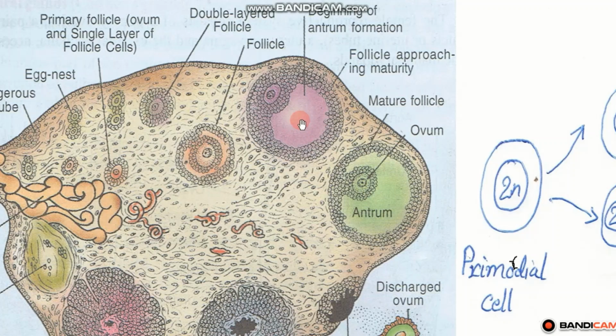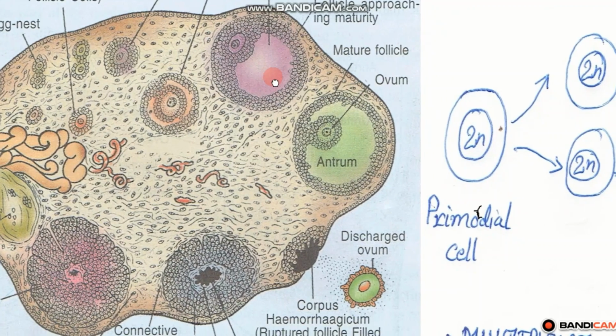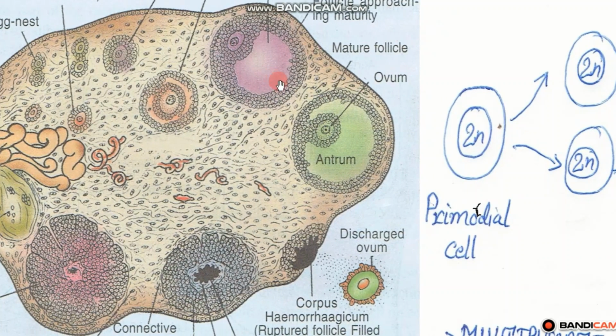This gap is known as the antrum, and after a few days it will convert into this structure. This attached cell is separating from these follicles, and this is the structure that is made. It is a mature cell.